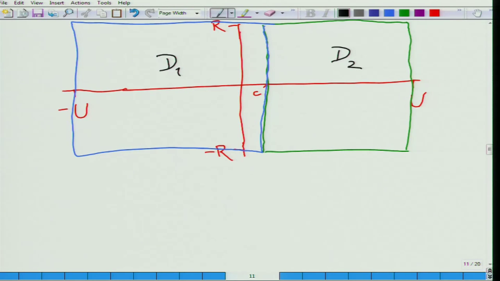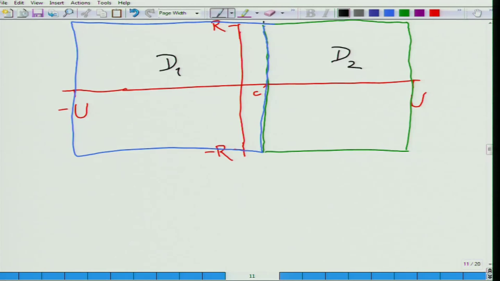So what I'm going to do is to define two domains. They are both rectangles. The common part of this rectangle is this vertical line at c, going up to plus r up there, minus r down there. This particular domain is a rectangle extending up to plus u here, and this domain D1 is going up to minus u.